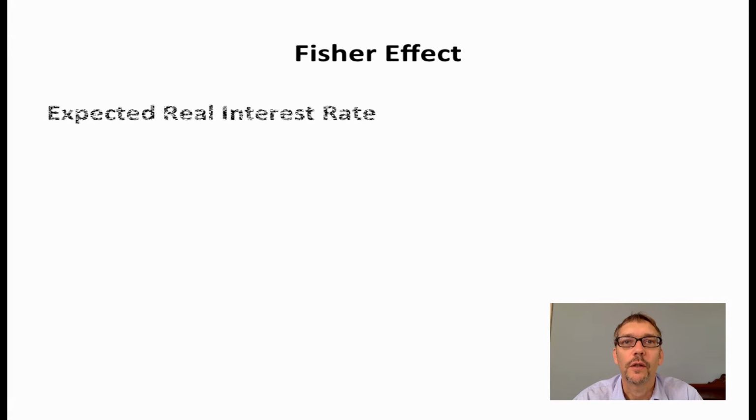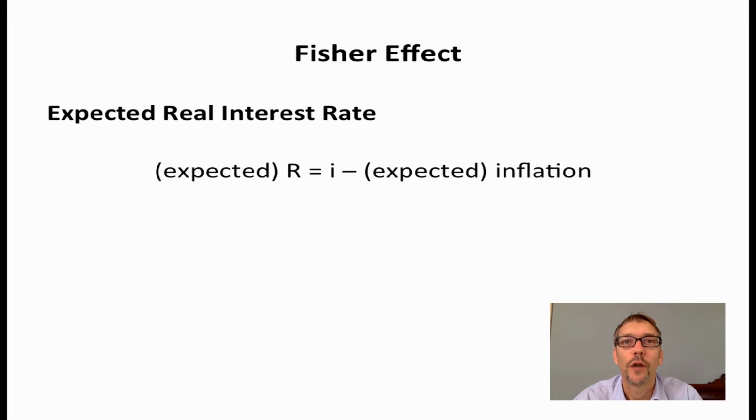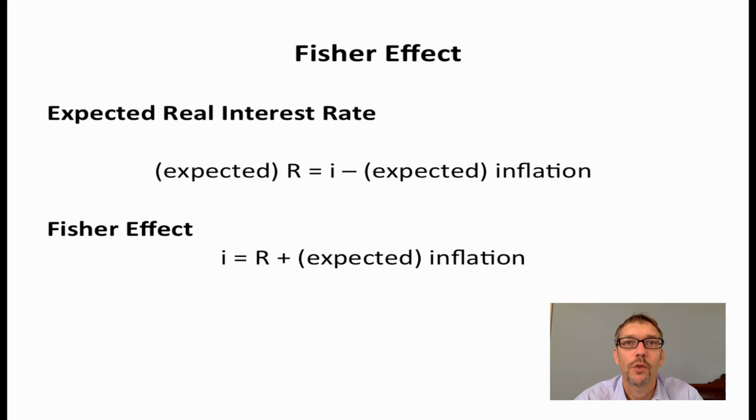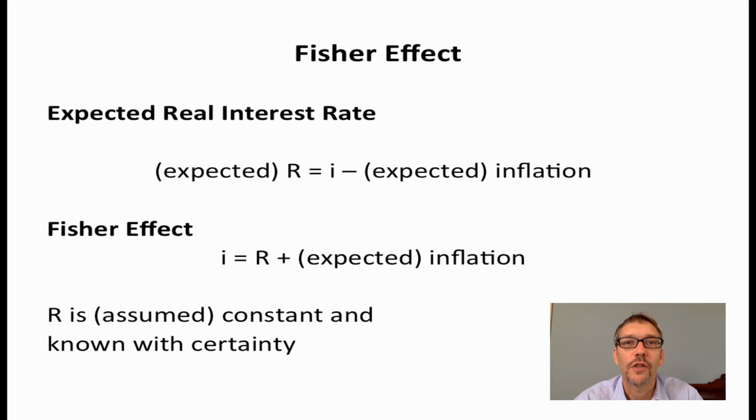In the previous video, we defined the expected real interest rate as being equal to the nominal interest rate minus the expected rate of inflation. To obtain the Fisher effect, we can rearrange the above equation to produce a relationship between the nominal interest rate and expected inflation. In writing out the above equation, I have made the simplifying assumption that the real interest rate is constant and known with certainty.